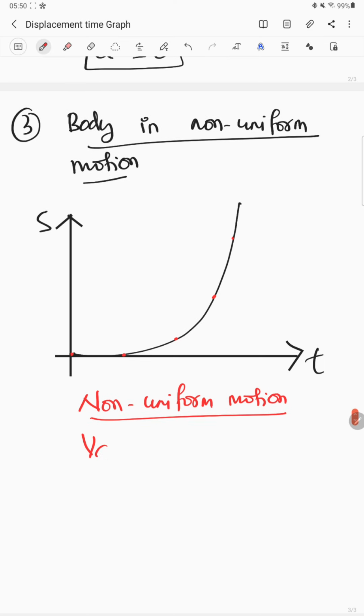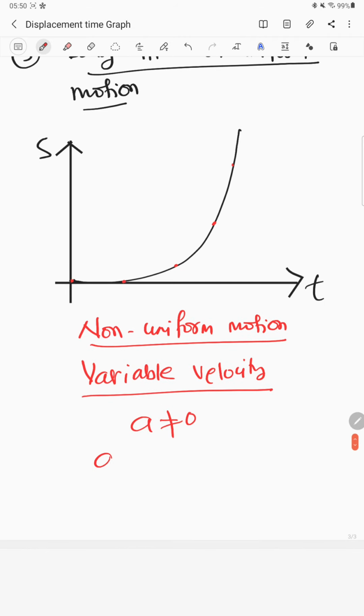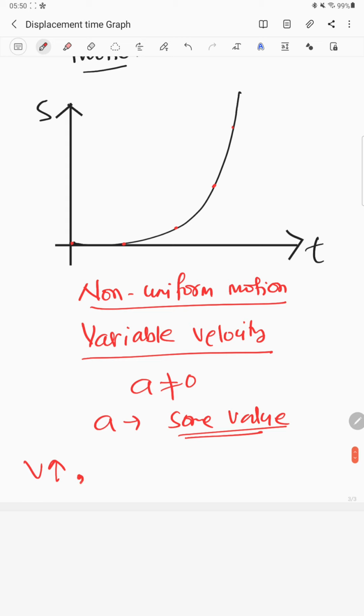Now this is variable velocity or not? This is not constant velocity. If constant velocity was there, then it would have been uniform motion. This is variable velocity. If variable velocity is there, acceleration will have some value, it is not equal to 0. Velocity is changing here. Velocity may be increasing, velocity may be decreasing. If velocity is increasing, acceleration will be positive, and if velocity is decreasing, acceleration will be negative.